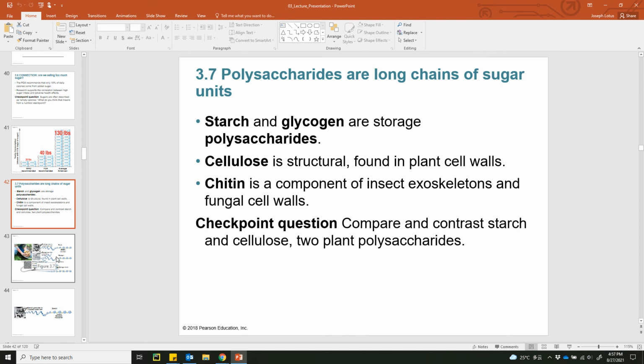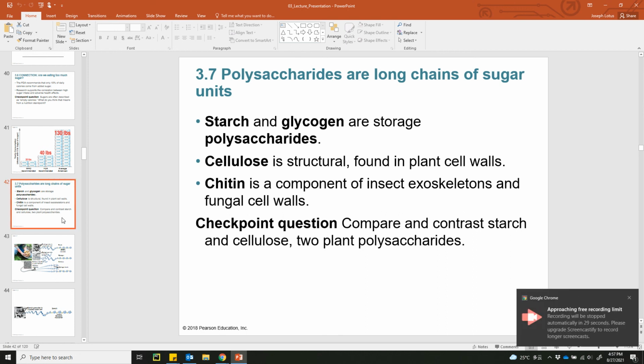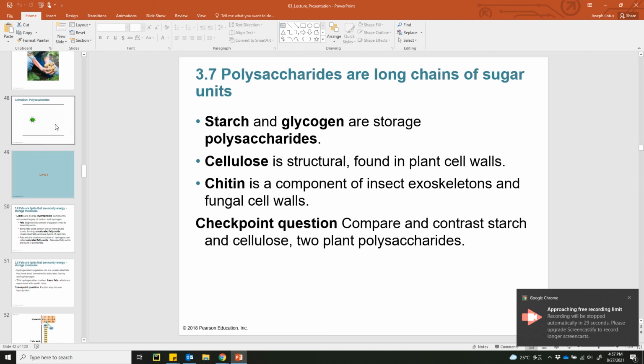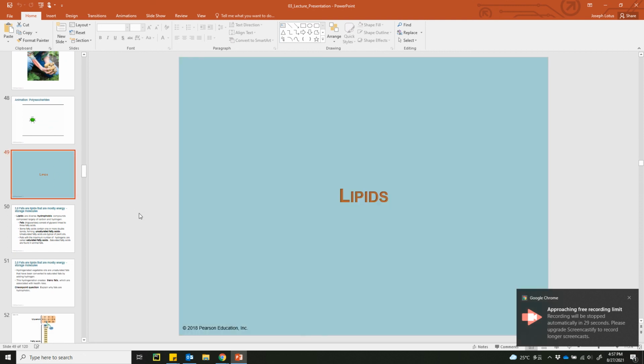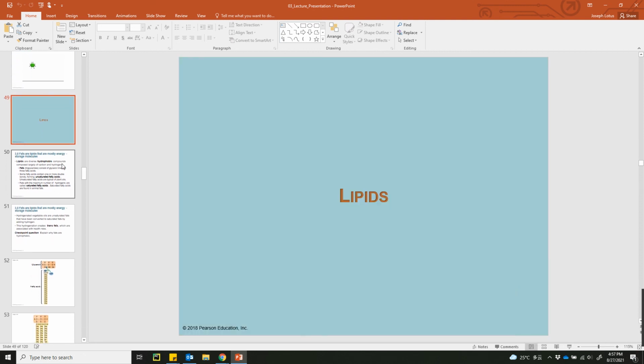This is something you should know for the test. So starch and glycogen are for energy storage. Cellulose and chitin are for structure. Starch is found in plants. Glycogen is found in animals. Cellulose is found in plants. Chitin is found in insects and crustaceans, and it's also found in fungi. And in the next video, we will start looking at lipids.